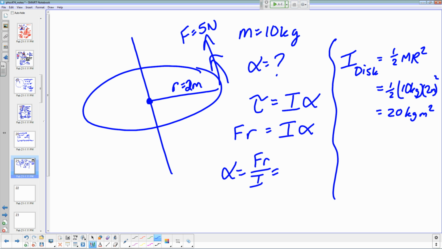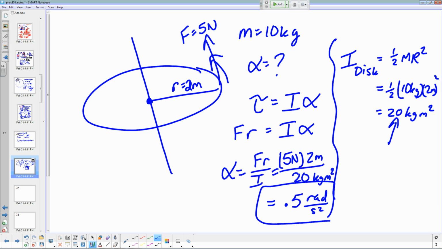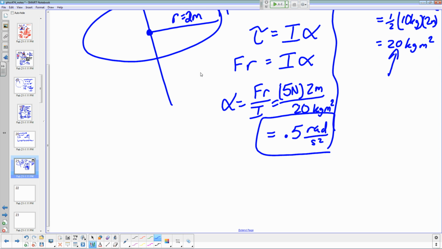FR is 5 newtons times 2 meters, divided by I, which is, in this case, 20, because that's what I calculated over here. That's the moment of inertia of this disk. So that's 10 over 20, which is 0.5 radians per second squared. So that is my angular acceleration.